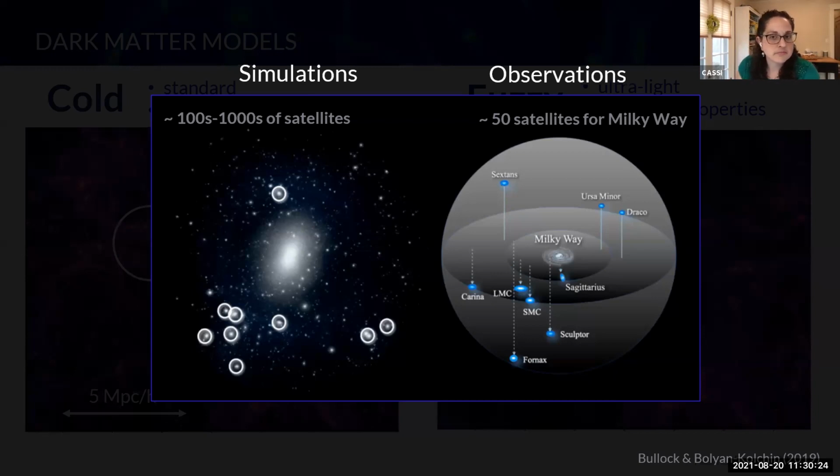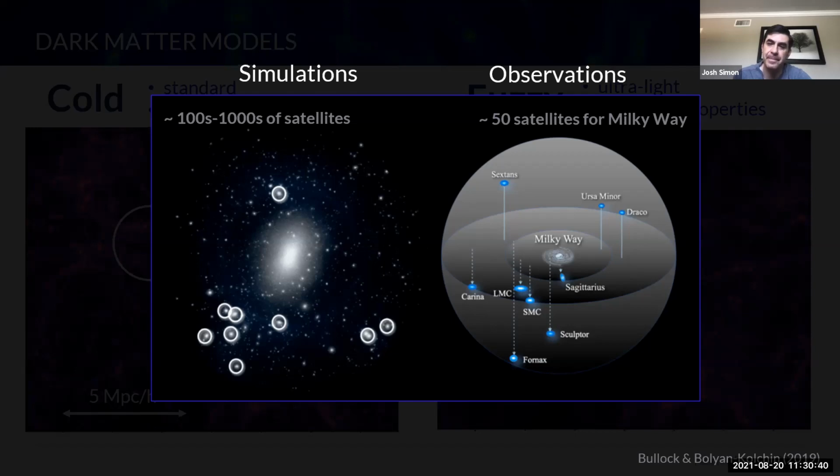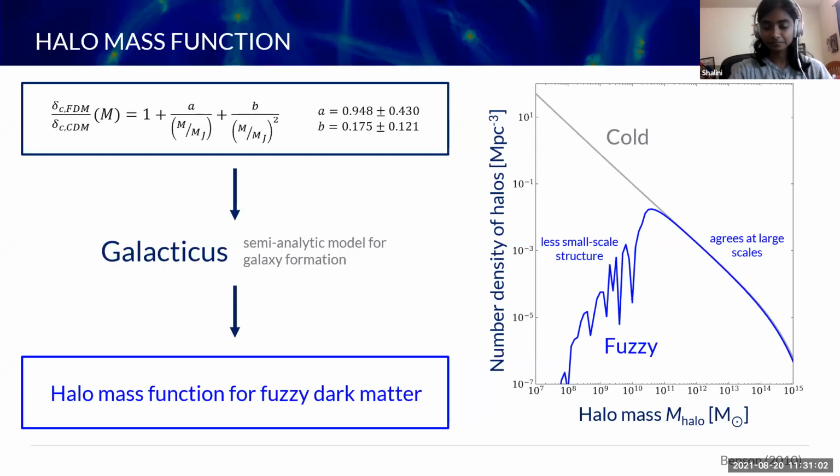Go ahead, Josh. Yeah, I may have missed this, but what is the fuzzy dark matter particle mass that you were using in your simulations? And do you have any predictions about how the suppression of low mass halos would depend on that? Yeah, thank you for your question. So in our simulations, we were using a particle mass of 10 to the negative 22 electron volts. And that is the same particle mass that we use to make our halo mass function in this plot.